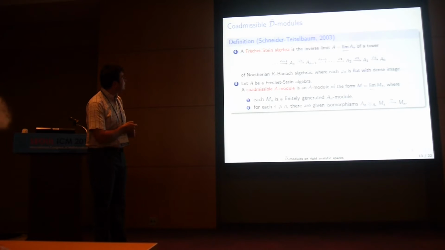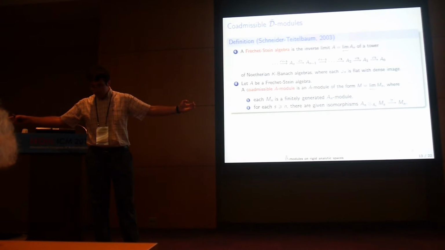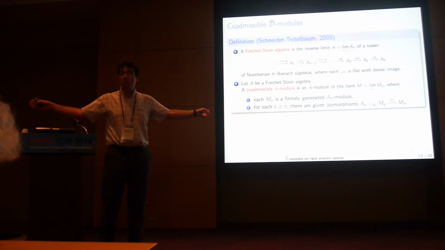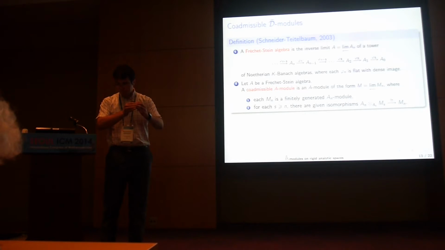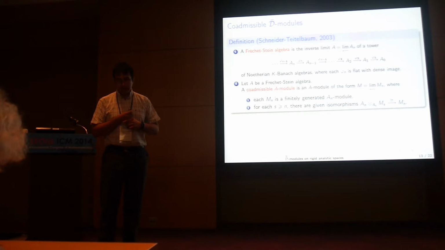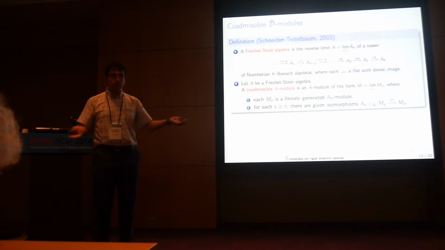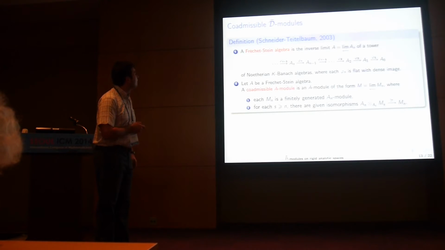Well, it's an inverse limit of a tower of Noetherian Banach algebras with an extra condition: you require that each A_{n+1} is flat as an A_n module. So think of, again, the covering of the affine line by an increasing sequence of balls. It corresponds to a descending chain of algebras, and in this case, restriction of functions should be flat, right? It should be an exact functor. So this is what this flat condition is.